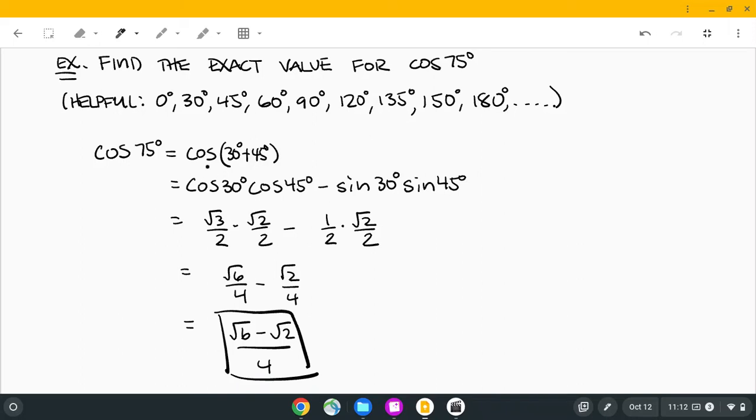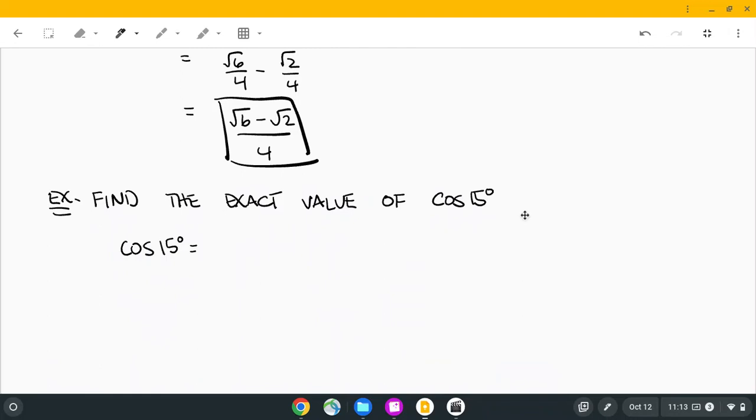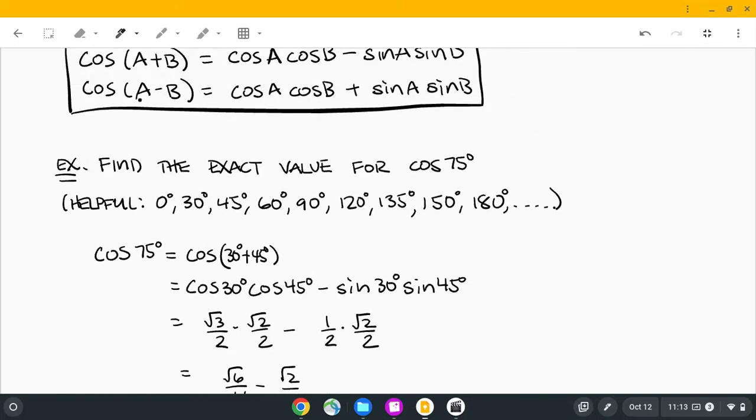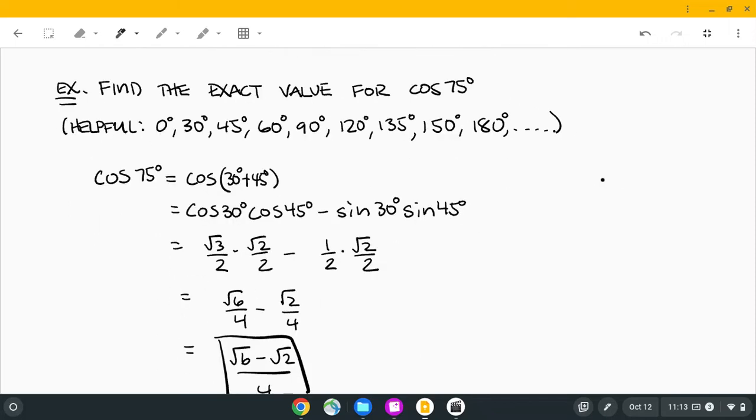Okay. Since we already used 30 and 45, I'll use 60 and 45 this time. Again, it doesn't matter which combination you use. You can use 45 minus 30. You'll get the same answer if you use 60 minus 45. Okay. So I am going to use 60 minus 45. And according to the difference formula up here, cosine of A minus B will be cosine A cosine B plus sine A sine B.